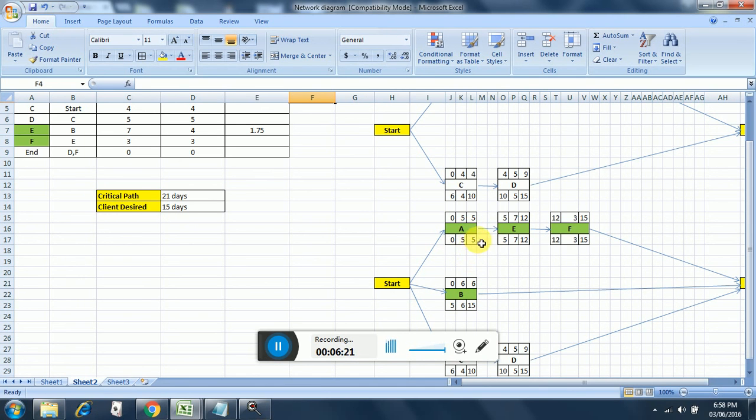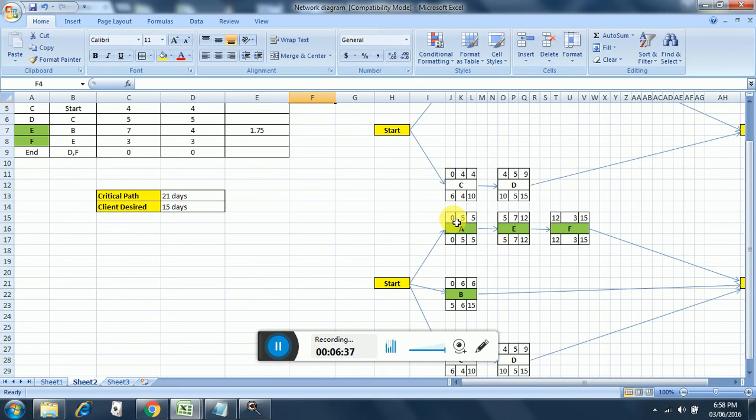And here, since we have removed the dependency, we have increased the risk. The risk increases automatically in fast tracking. So I calculated the times again.